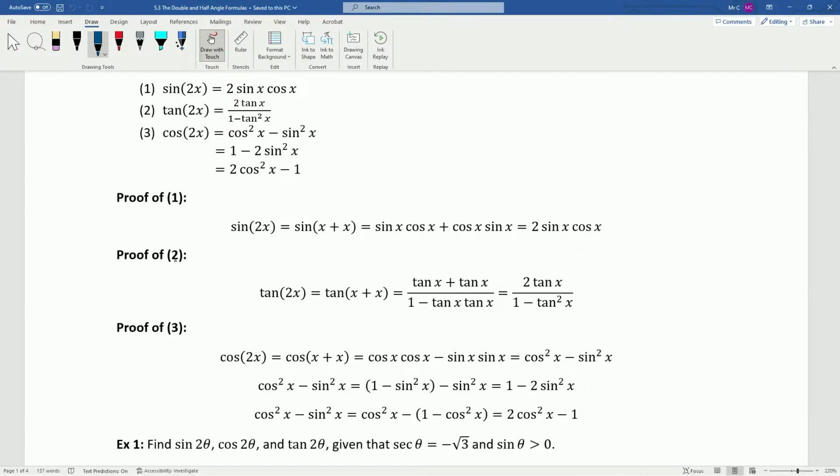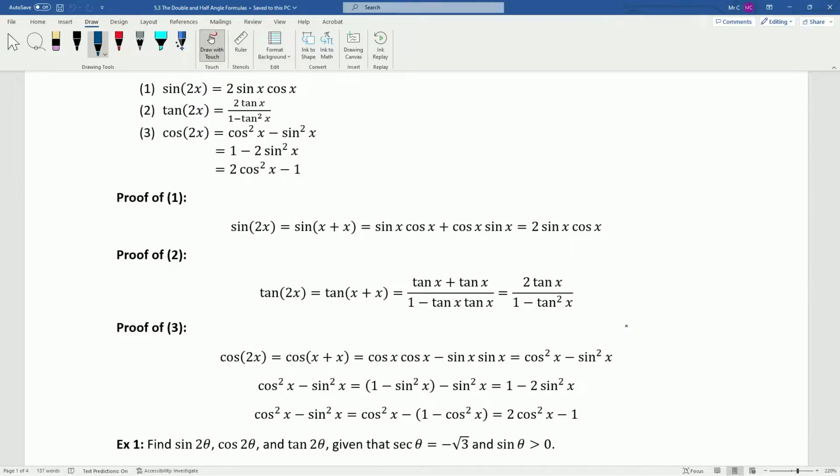So now we look at tangent of 2x, and that's tangent of x plus x. So we plug that into our sum formula for tangent, and we get tangent of x plus tangent of x divided by 1 minus tangent of x times tangent of x. And I've got tangent of x plus tangent of x is 2 tangent of x, and tangent of x times itself is tangent squared of x. So that gives us 2 tan x over 1 minus tan squared of x.